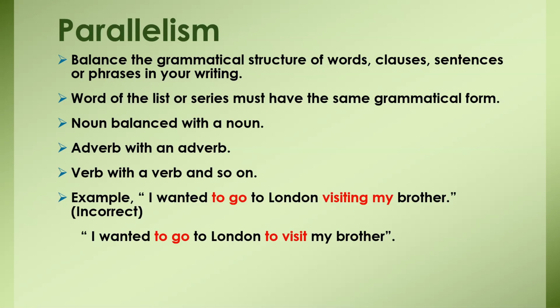Some examples of the parallelism are infinitive. I wanted to go to London visiting my brother. This sentence is incorrect as the first item was an infinitive and the second was a gerund. Since the first was an infinitive, the second one must be an infinitive too. Now the correct sentence is I wanted to go to London to visit my brother. Now, these are the mistakes, and I tell you how you can improve your mistakes.